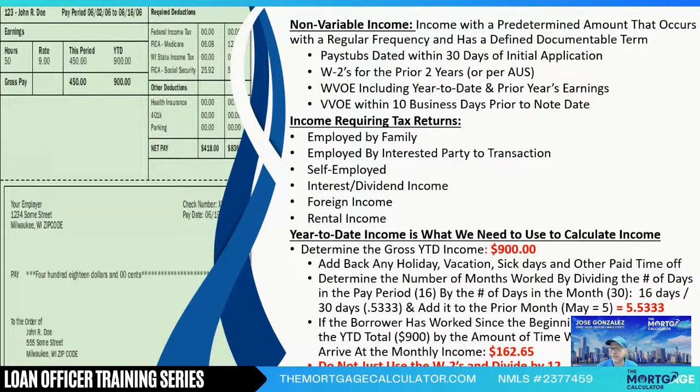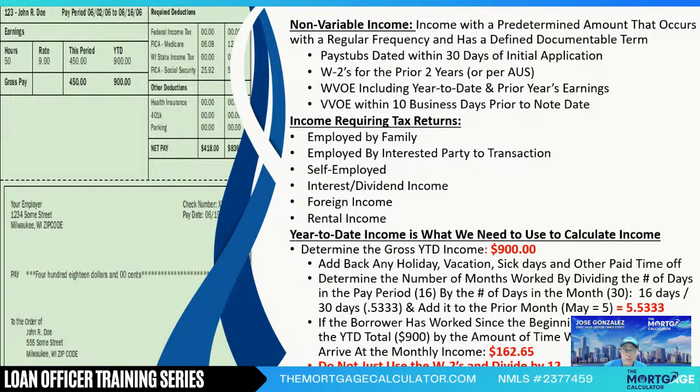You're going to establish how many days in the year have passed, right? That's how you would calculate that. So in this example here, we're going to assume that the borrower started working on January 1st. So first thing, we have to determine the gross year-to-date income. So in our scenario here, we have John Doe, that his year-to-date earnings are $900, right?